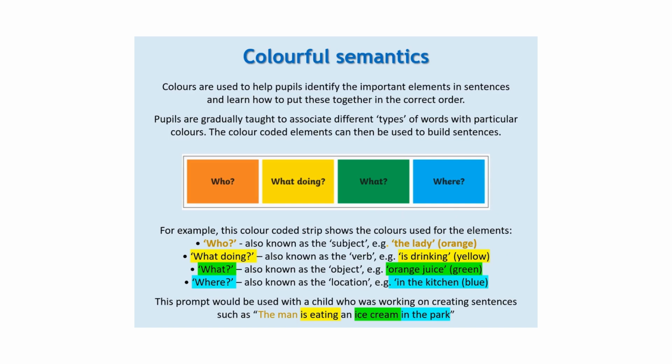Colourful semantics. Colours are used to help pupils identify the important elements in sentences and learn how to put these together in the correct order. Pupils are gradually taught to associate different types of words within particular colours. The colour-coded elements can then be used to build sentences.